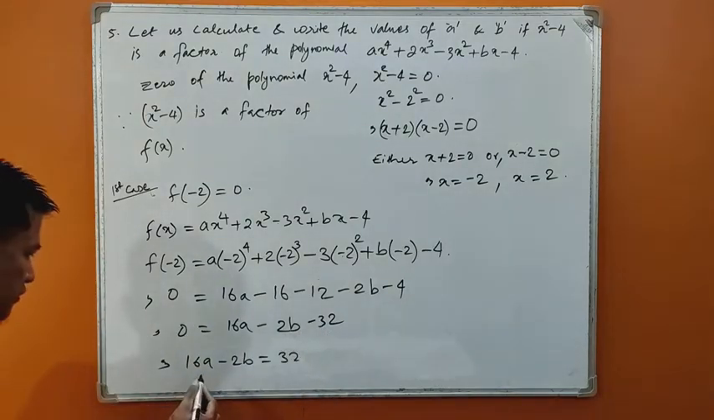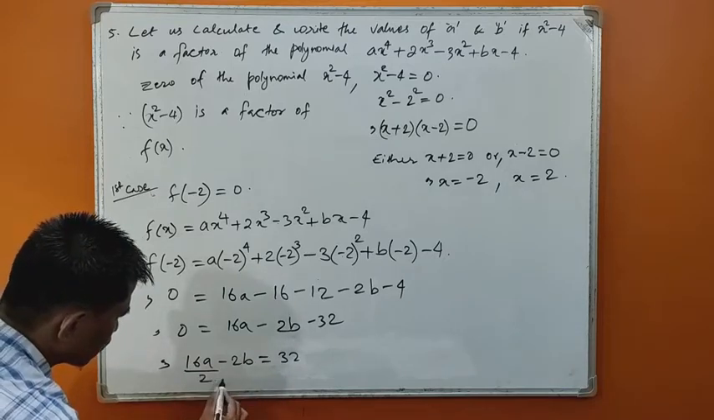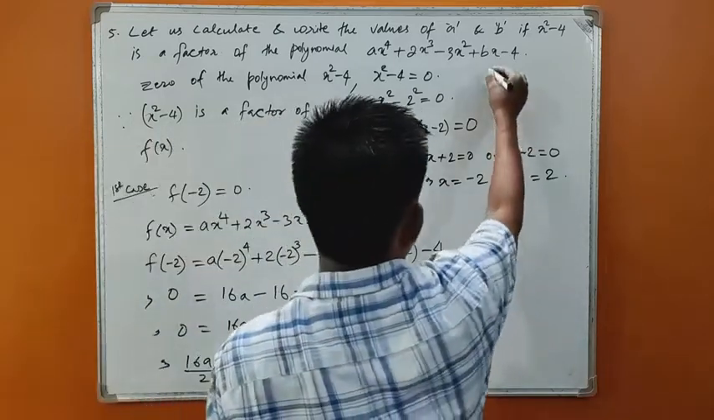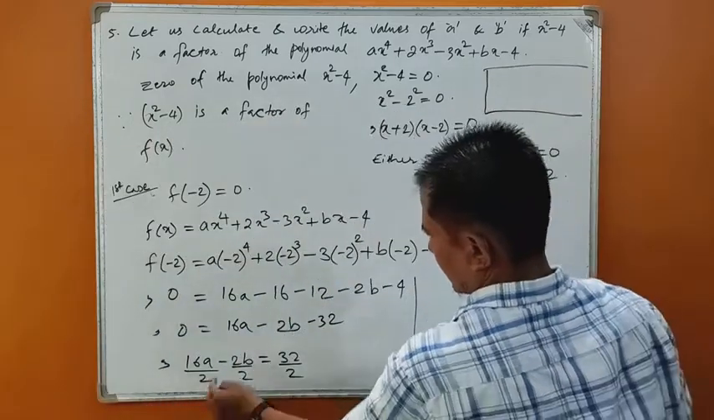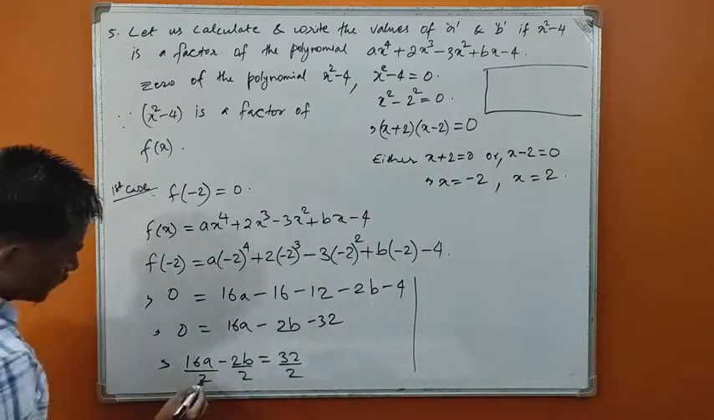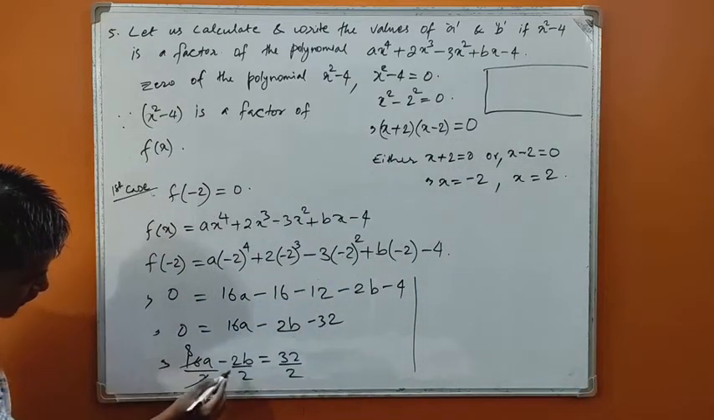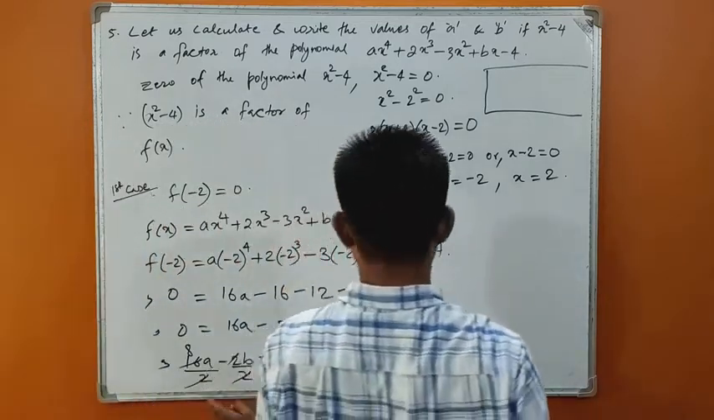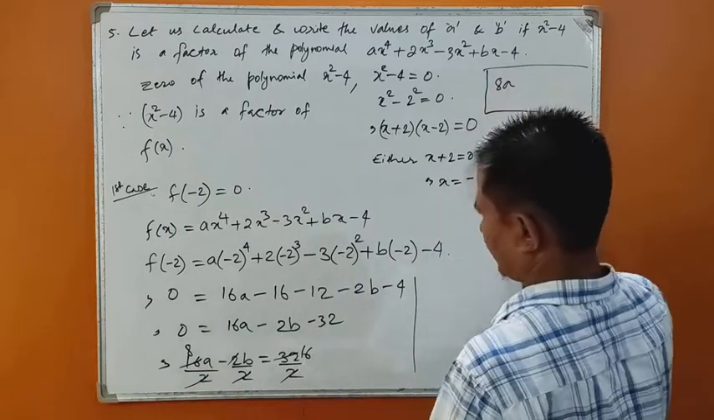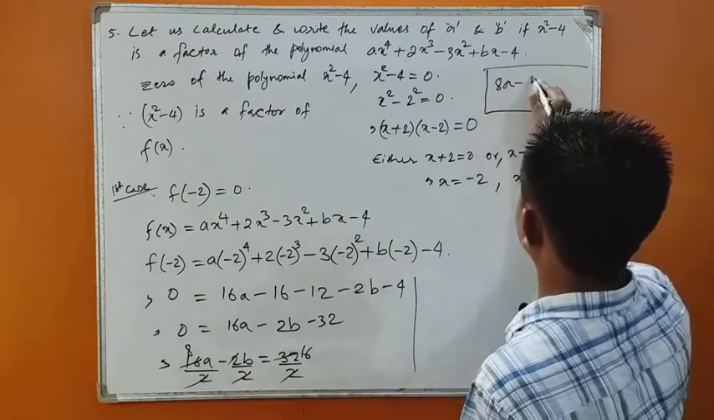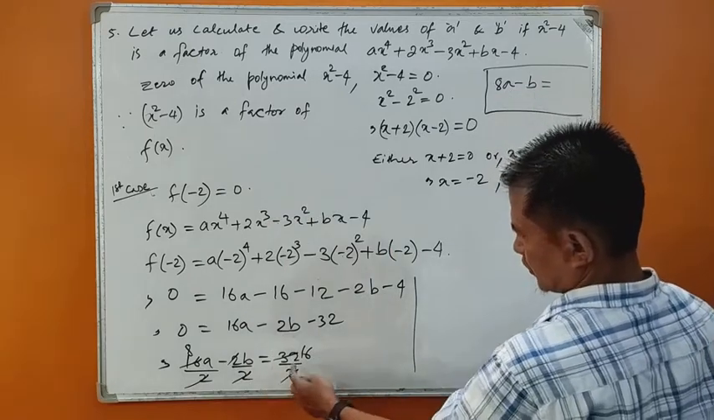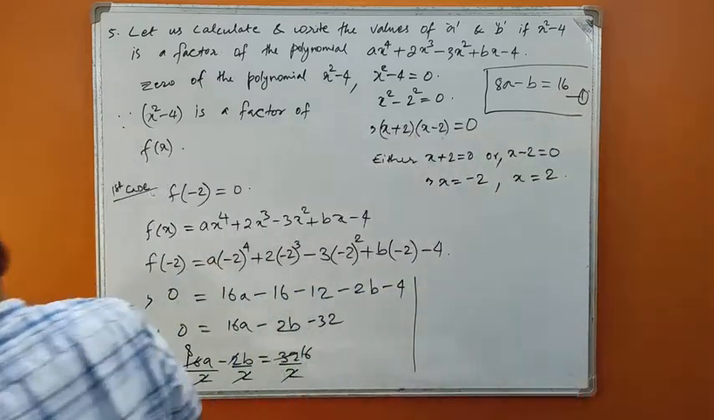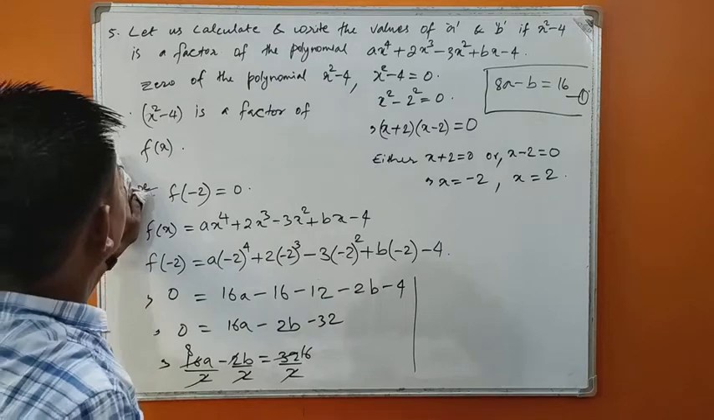Now you can divide this equation throughout by 2 to reduce the numbers. We get 8a, 2 cancels; 2 times 16 is 32. We get 8a minus b equal to 16, isn't it? This is equation 1. Now please take the screenshot of this. I am going to erase. Okay.